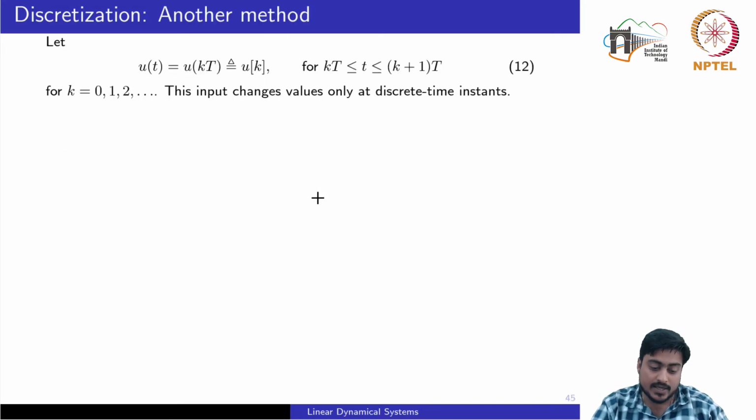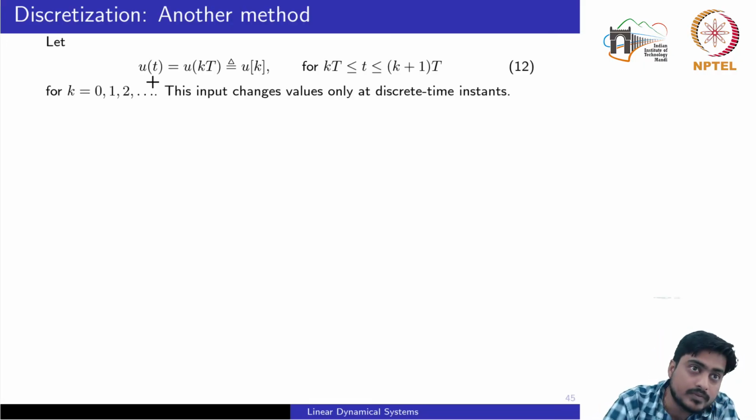Okay, so there is another method of discretization which is much more efficient, where we suppose that our u(t) is equal to u(kT) for t lying between kT and (k+1)T. This means that I am considering u as a piecewise constant signal.